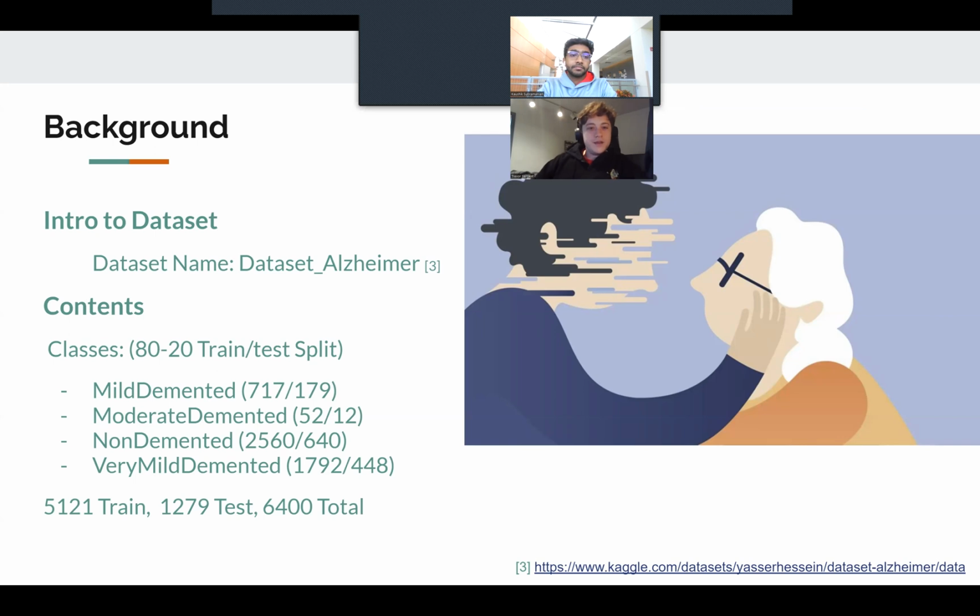So for our data set, we found one on Kaggle. It has four different classes: mild demented, moderate demented, non-demented, and very mild demented, which were four categories to put those MRI images into based on what the actual patient was diagnosed with and their medical image. There were 6,400 images in total, with 5,121 in the train and 1,279 in the test.